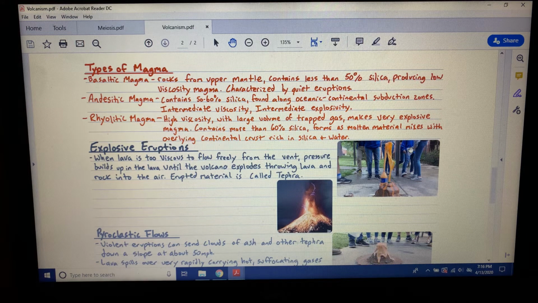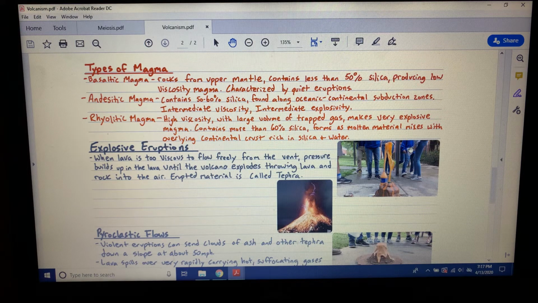Andesitic, it's going to be 50 to 60% silica. It's found along those ocean, continental subduction zones where those plates are. It'll have intermediate viscosity, so it's not thin, it's not thick, it's just kind of in the middle. And then that will cause it to have intermediate explosivity, so it won't be like a crazy eruption, but it won't be quiet either. The last type would be rhyolitic magma. It's going to have a high viscosity with large volumes of trapped gas, which is going to make this very explosive.